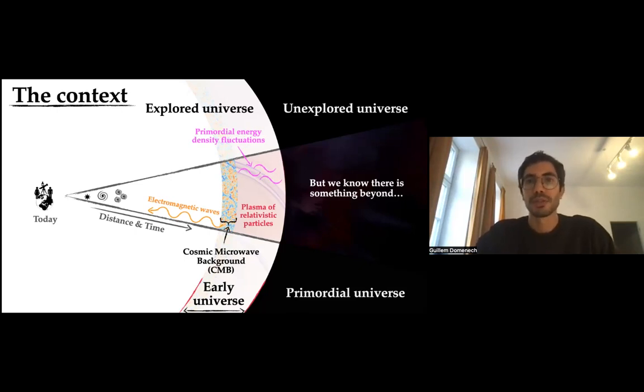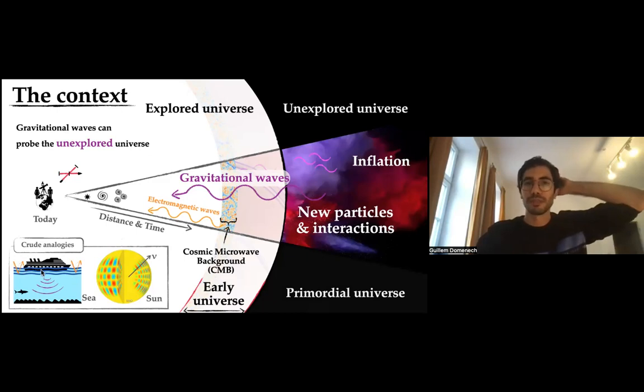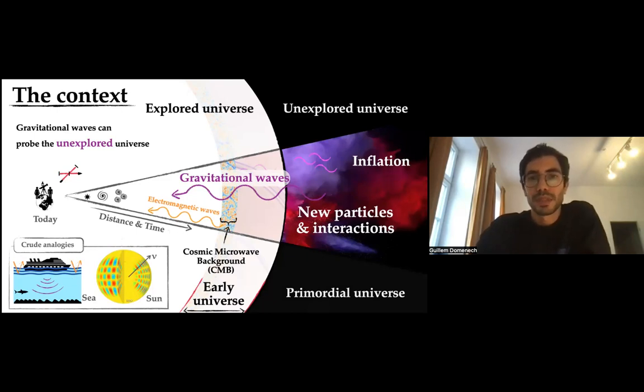About this unexplored universe, we will hopefully have the chance to explore it a little bit more using gravitational waves. Here I just draw two crude analogies. If you want to explore the bottom of the sea, you should not use optical light, but you can use something else like sound waves. Or if you want to study the core of the sun, you can use neutrinos, since they come directly from these regions. Gravitational waves will play a similar role. They will carry information from this unexplored universe that electromagnetic waves cannot.